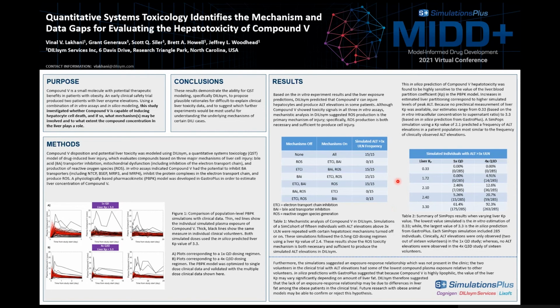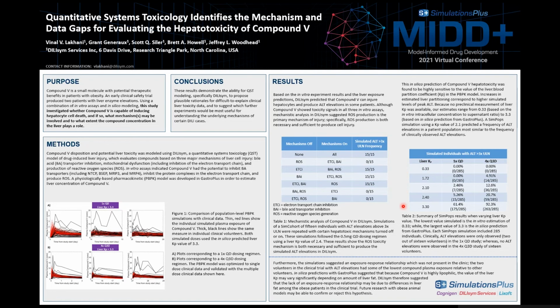The next piece of information goes back a step to when we developed this PK model. We noticed that one of the more important parameters for developing that model to determine the exposure of the compound was the liver KP value.